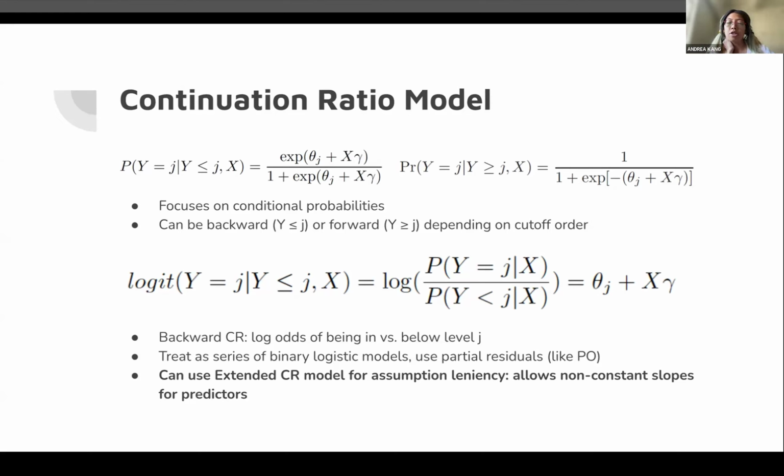It focuses on the log odds of being in level J versus below level J, or for the forward case, whether it's in level J versus above J. So we treat this as a series of binary logistic models, and to handle analyzing and fitting this model, we use something like partial residuals. There are some assumptions we still need to keep in mind, especially constant slopes. However, to make this more lenient, we use an extended continuation ratio model, which allows for non-constant slopes for various predictors.